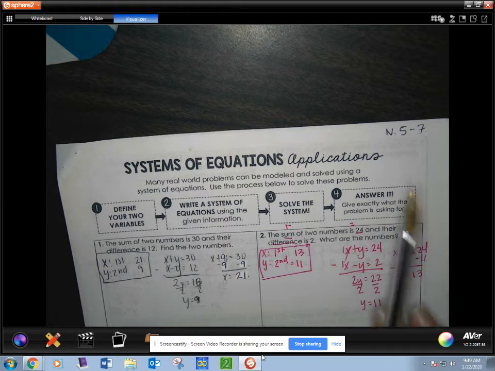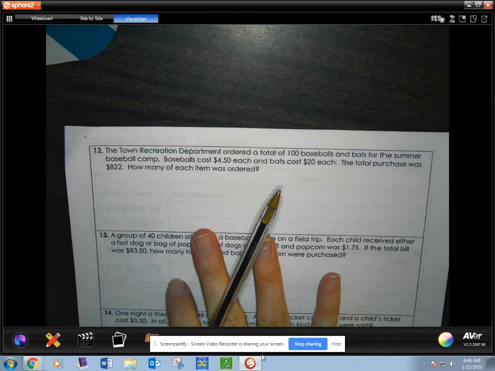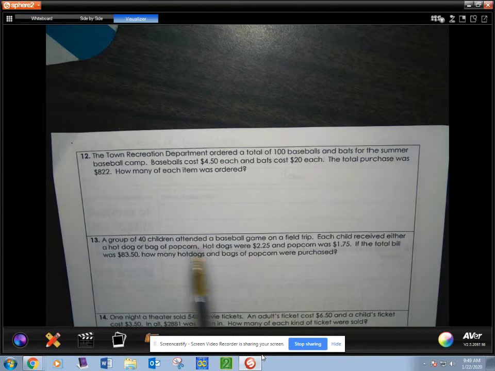Guys, if you will go back to your notes 5-7, this was a 2-day lesson, so we're going to do part 2. If you will flip to problem 12 is where we're going to start off. Again, I'm going to just be doing the evens and you have to do the odds. So you will start with number 11.